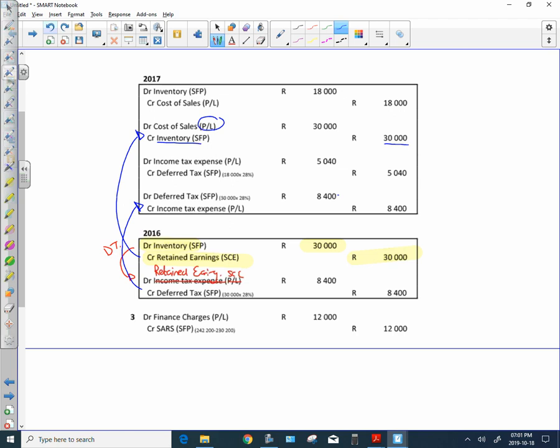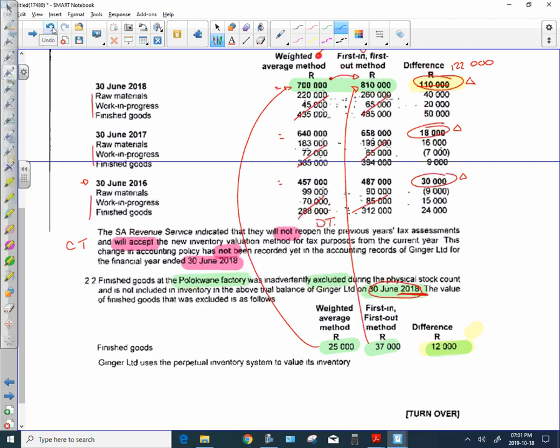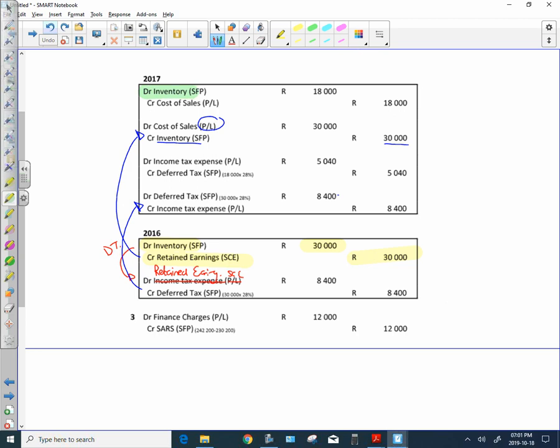At year end, what has happened is, again, we have a difference between our weighted average and our first in, first out. And we need to account for that increase. So the way to do that is, again, increase in inventory. In other words, a debit to inventory of 18,000, credit to cost of sales of 18,000. And that has a deferred tax effect of 28%. Why deferred? Because they won't reopen previous year's tax assessment. 5040. Yes.